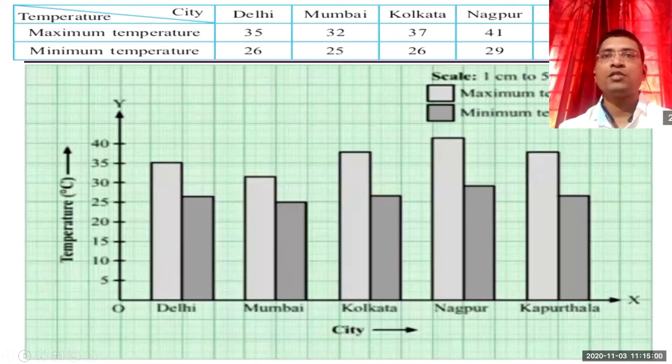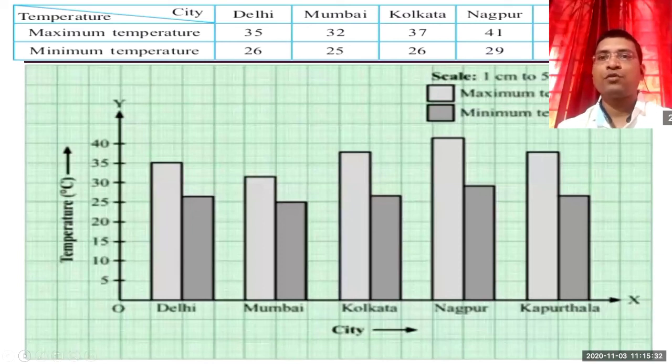Mumbai, how much? 32 maximum and minimum temperature is 25. Okay, Kolkata 37 degrees Celsius maximum temperature, minimum temperature is 26. Which bar graphs are drawn till 26, just a little up, one small line after the bold line of 25. 26 of Kolkata minimum temperature.